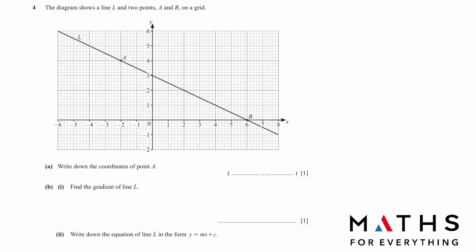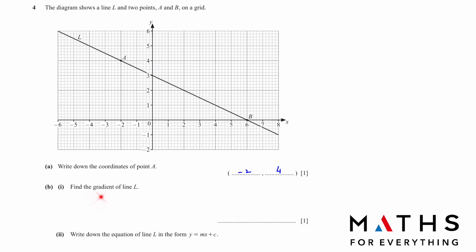We always write the x value first and then the y. This is our x-axis, so it is -2. And the corresponding y value is 4. That was an easy one mark. Next we have find the gradient of line L.